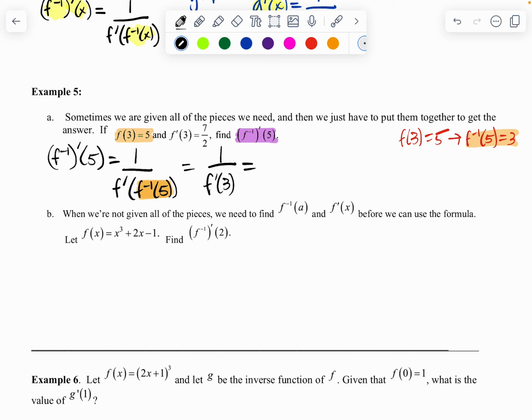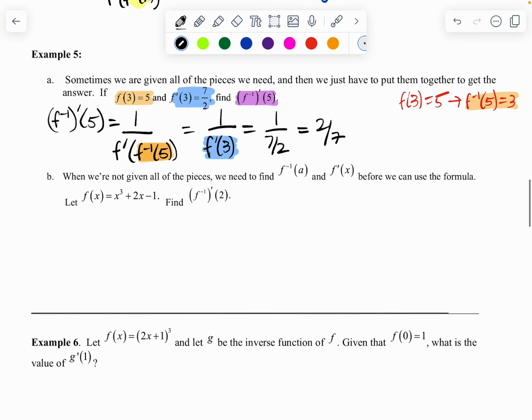And now we need to know what f prime of 3 is. So in this case, again, they gave us f prime of 3. That's nice. F prime of 3 is 7/2. So this is 1 over 7/2. And 1 over 7/2 is just 2/7. And that is our final answer.